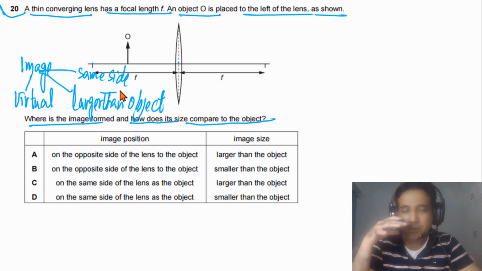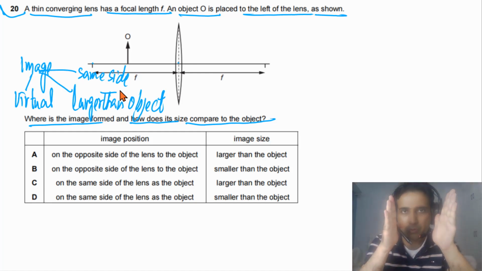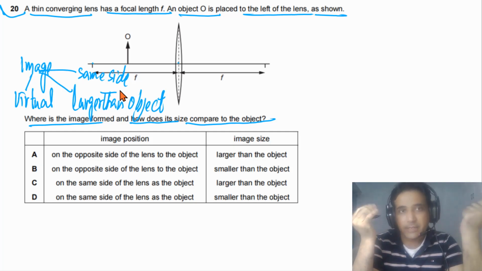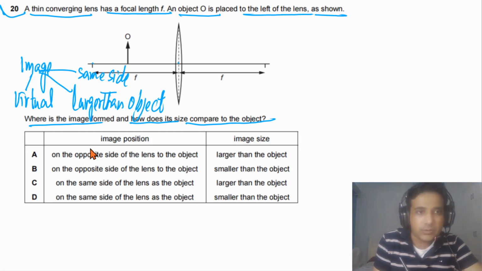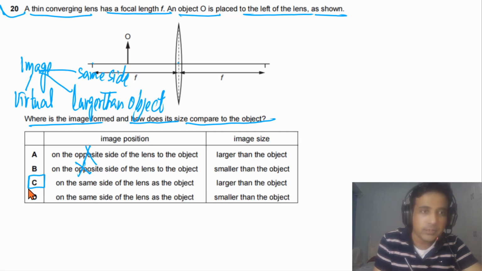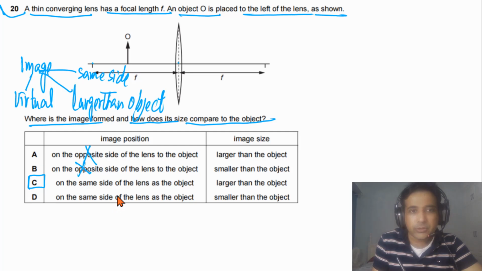If you understand these properties when the object is placed between the lens and the focal length, then we can simply find the answer. Opposite side, no, this is wrong. On the same side of the lens as the object and larger. So the answer for this one is C. D is also incorrect because this part is right, but size is smaller, this is wrong.